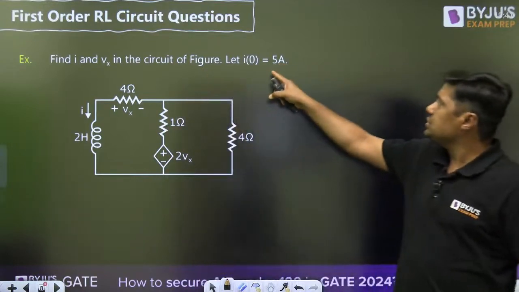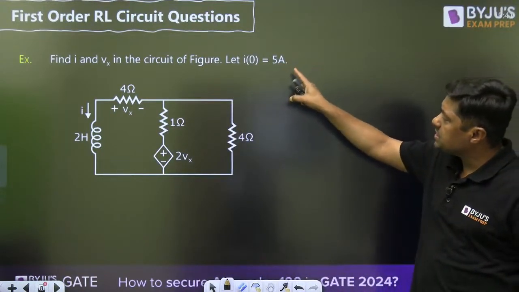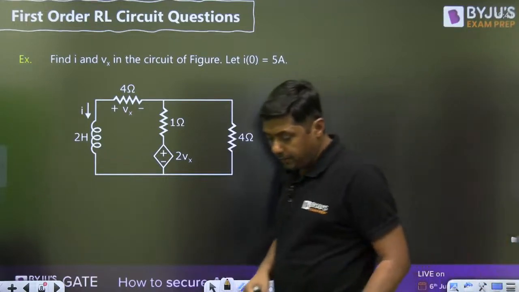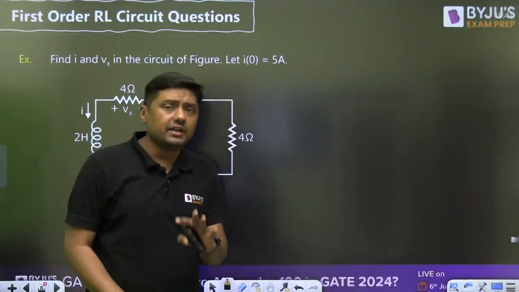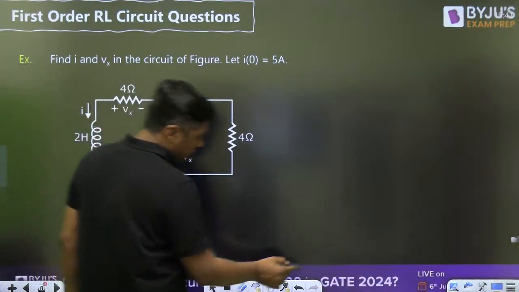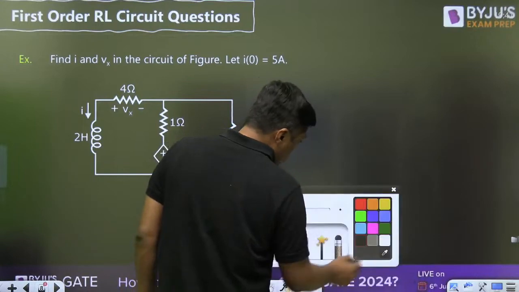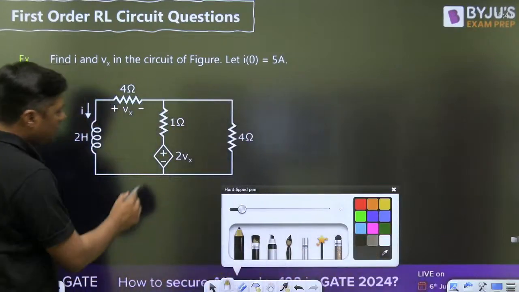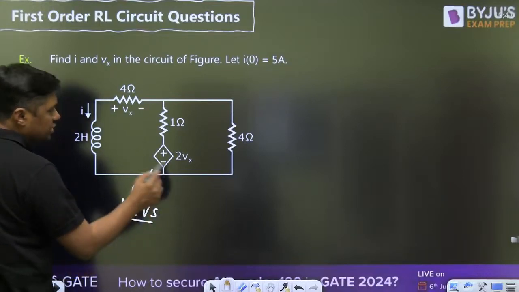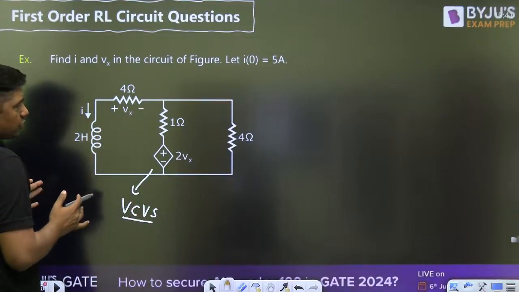Then let I0 be 5 ampere. This is the initial current through the inductor. Okay, if the initial current is given, try to solve this question. The initial current is given and there is no source. This is a voltage controlled voltage source, but it is a dependent source. There are no other active sources.